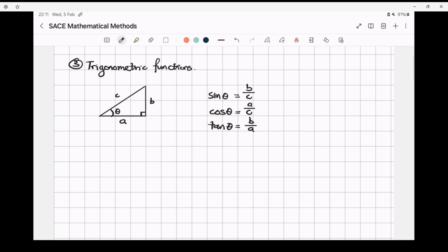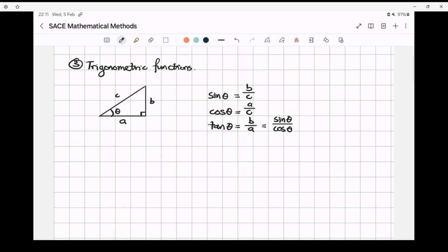And then from the definition of tangent theta, B divided by A is also equal to B divided by C, then divided by A divided by C. If you perform the calculation, you will know that this is true. So in short, tangent theta is also equal to sine theta divided by cos theta.